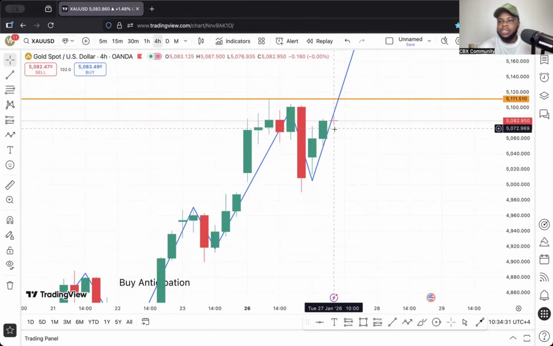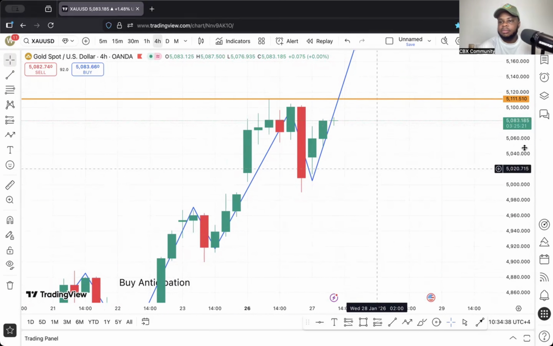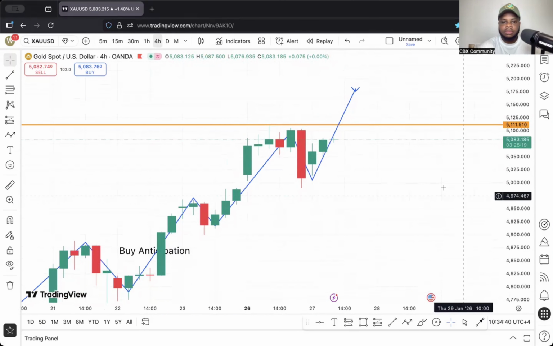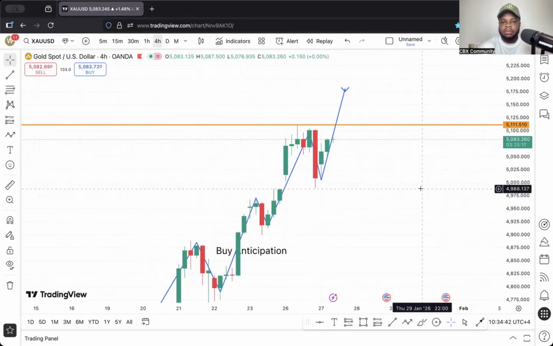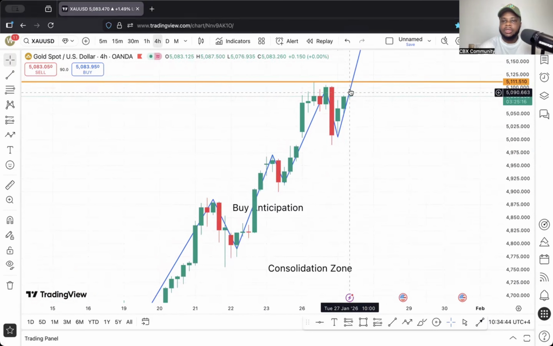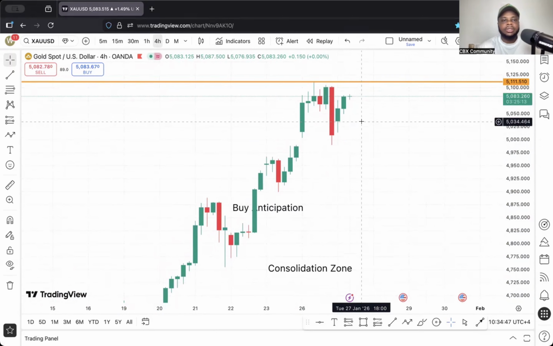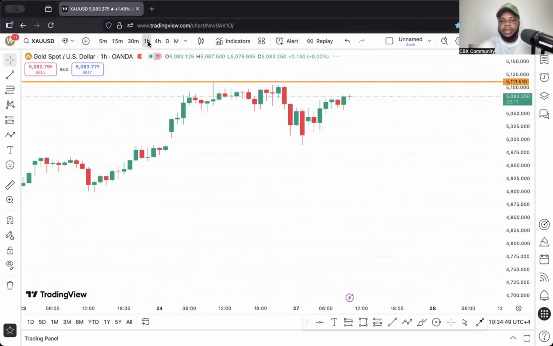And this 4 hours candle is left with 3 hours before it will close. So the best thing is just for us to wait. So let's delete this. Let's go to the H1.